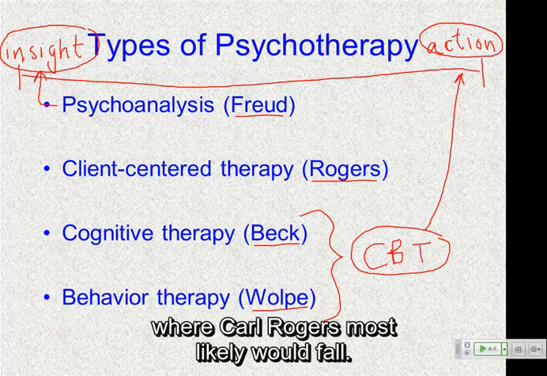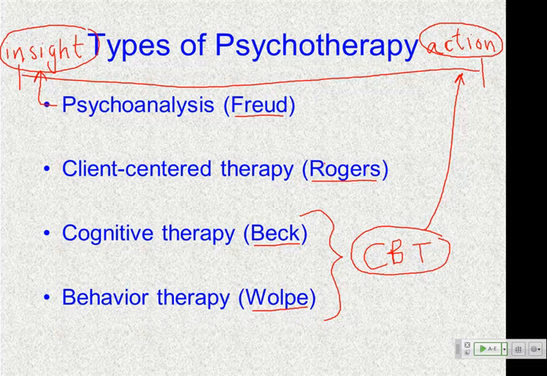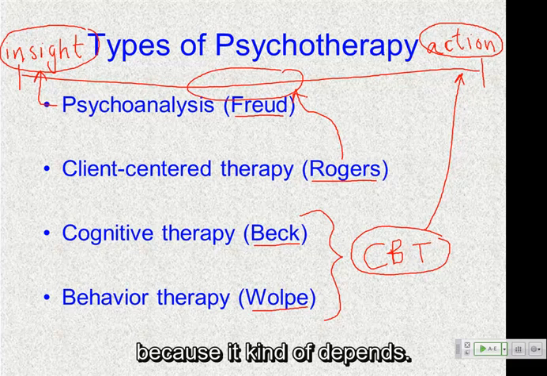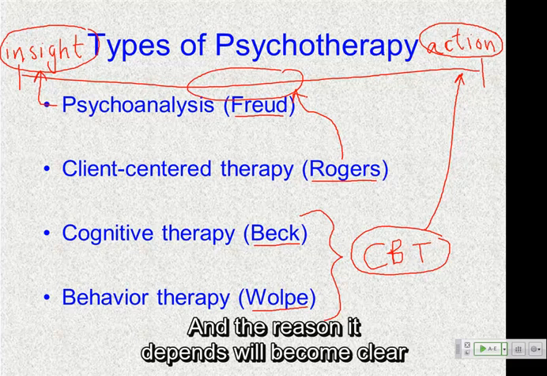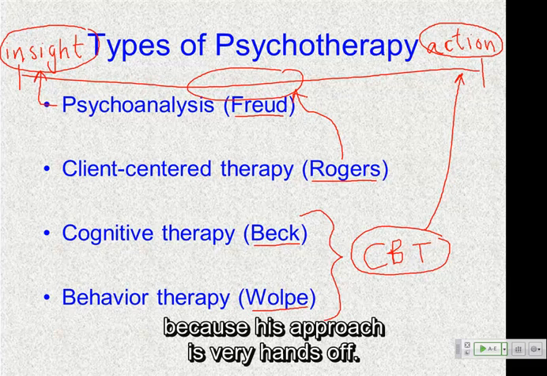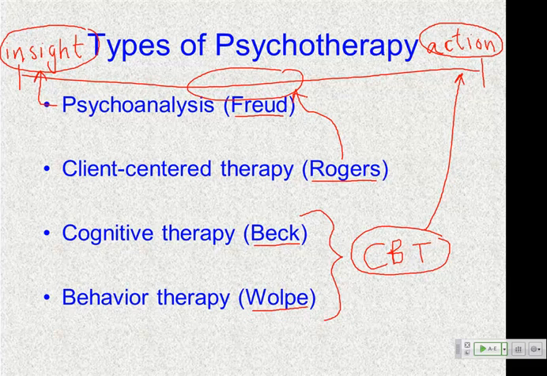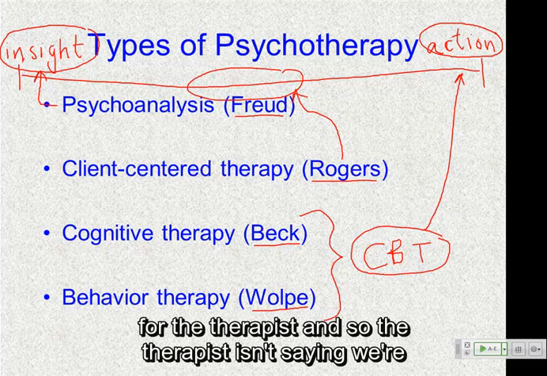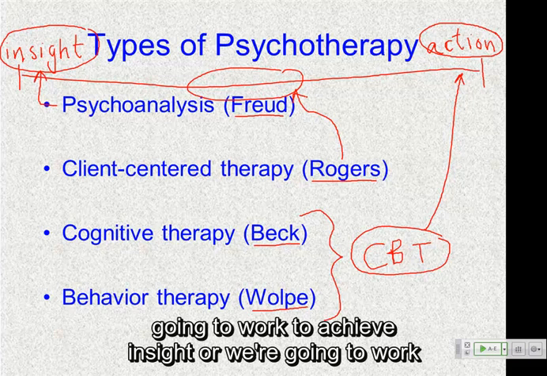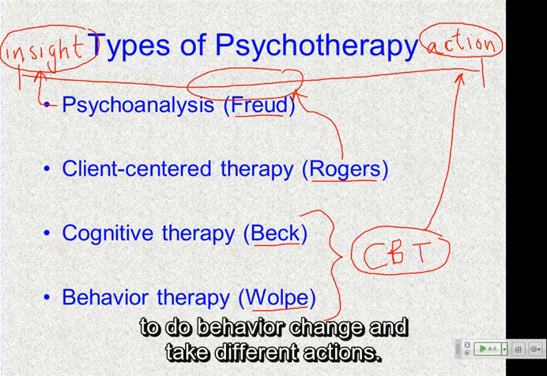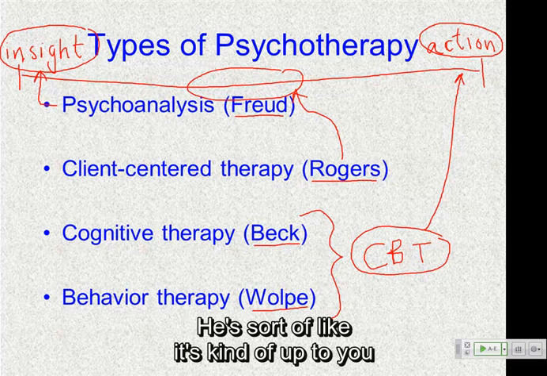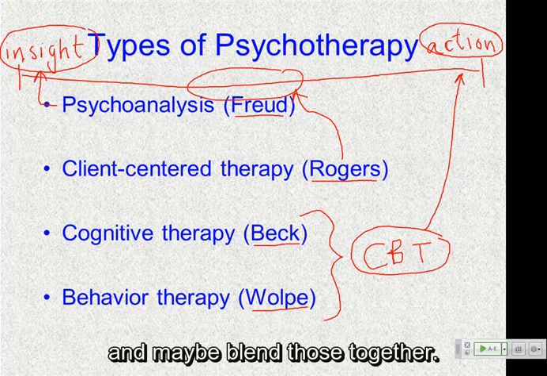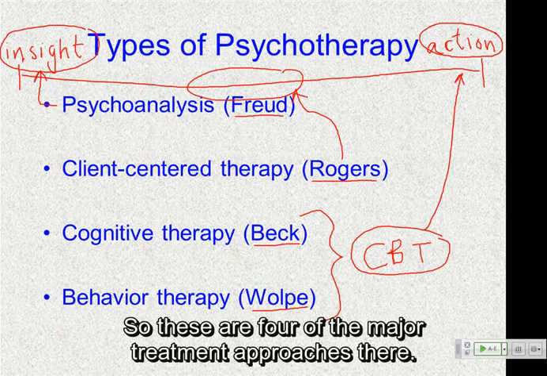Probably in the middle is where Carl Rogers most likely would fall. And he's a hard one to kind of stick in any specific place because it kind of depends. And the reason it depends will become clear when we start talking about his approach, because his approach is very hands-off. It's very much kind of a facilitator role for the therapist. And so the therapist isn't saying, we're going to work to achieve insight, or we're going to work to do behavior change and take different actions. He's sort of like, it's kind of up to you, and we'll fall maybe somewhere in between and maybe blend those together. Okay? So these are 4 of the major treatment approaches.